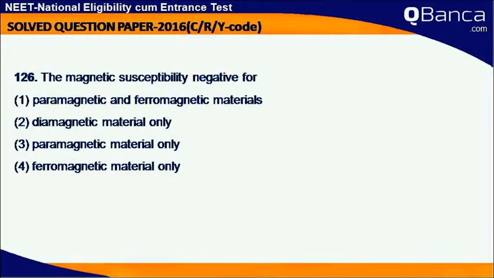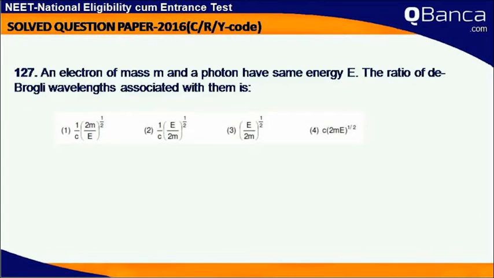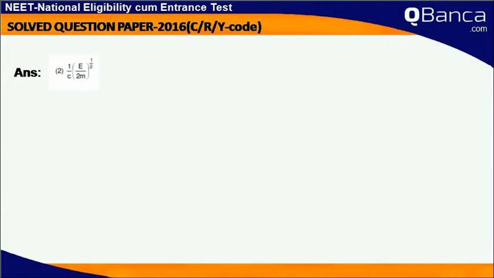The magnetic susceptibility is negative for answer diamagnetic material only. An electron of mass m and a photon have the same energy E. The ratio of de Broglie wavelength associated with them is answer 1 by c, (E by 2m) to the power 1 by 2.